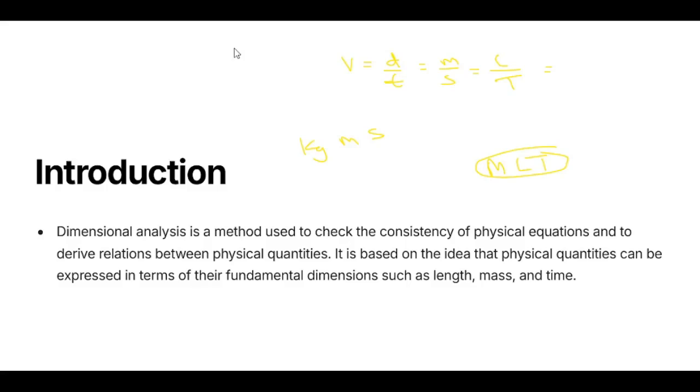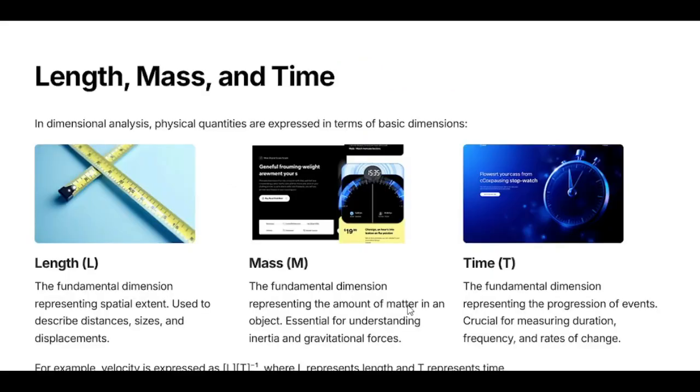This is just an introduction, so let's move on to the next slide. We have length, mass, and time. These are the fundamental physical quantities in physics. Length is represented with the letter L, mass with the letter M, and time with the letter T.